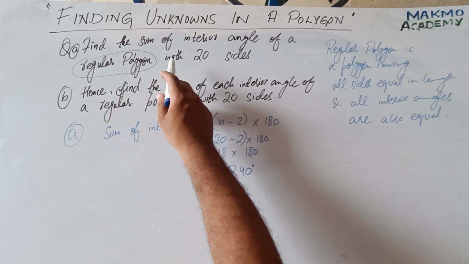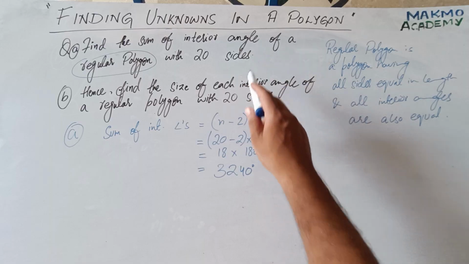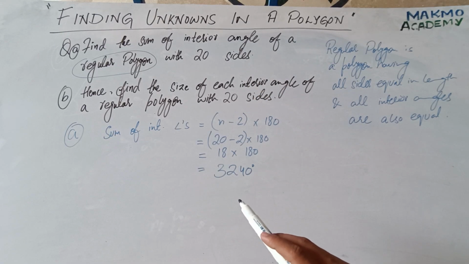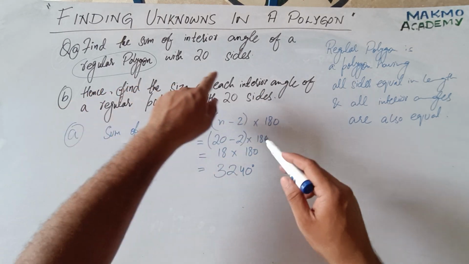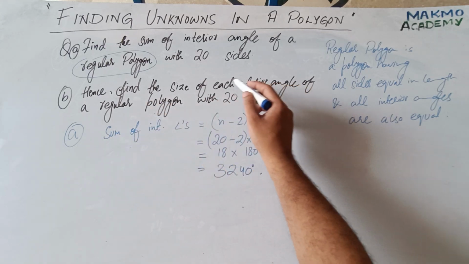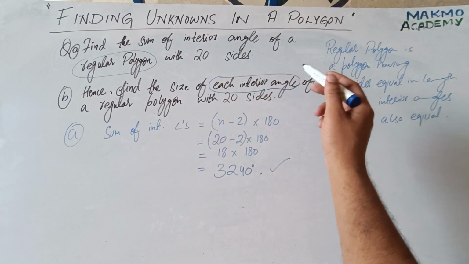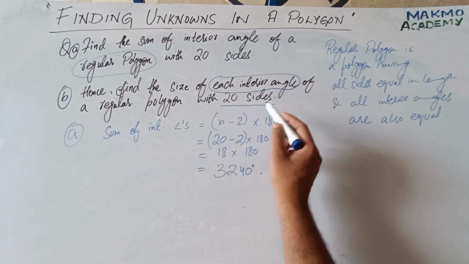This was part A: find the sum of interior angles of a regular polygon with 20 sides. This is the answer of the first part. Hence, find the size of each interior angle. All interior angles are equal in size, and there are 20 sides.